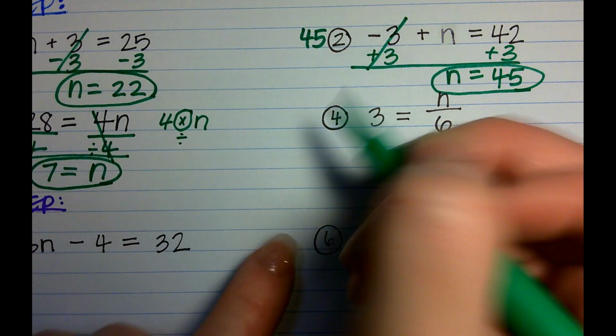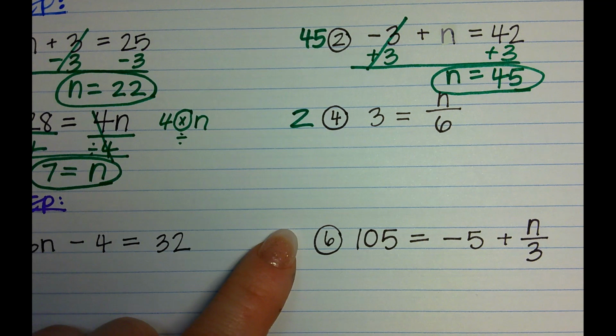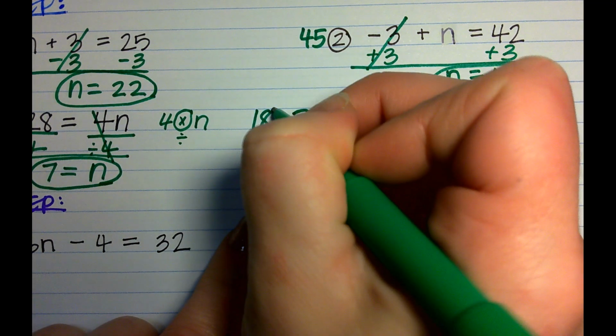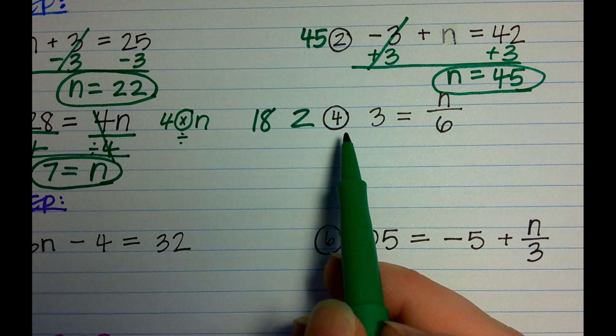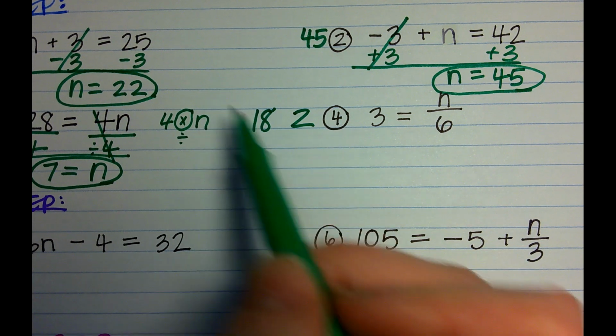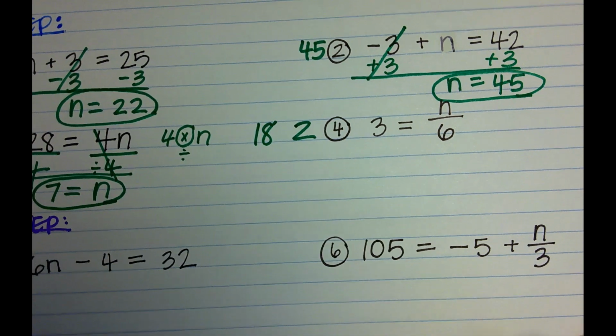Okay, let's look at number 4. 2. You got 2? Anyone get something different than 2? I got 18. What number are we on? Number 4. Oh, 4. I got 18. Okay, well, let's see which one's right.